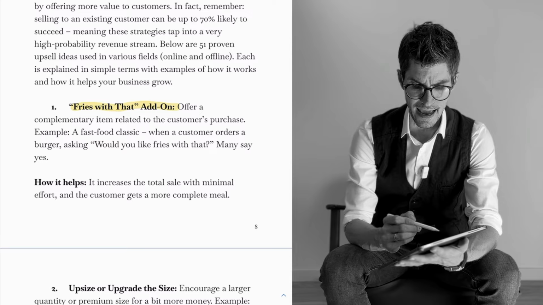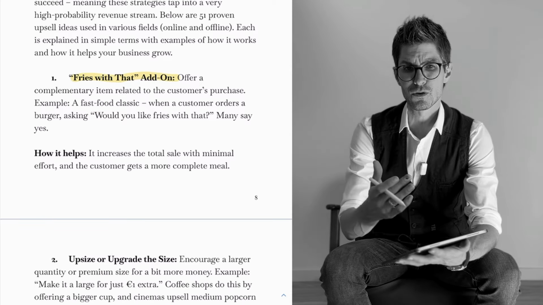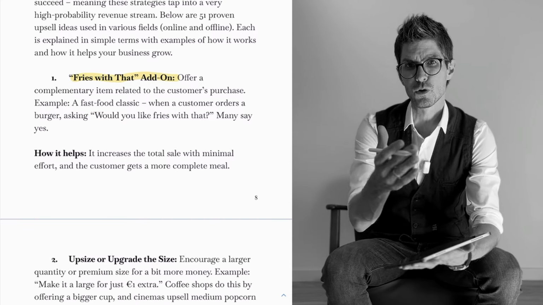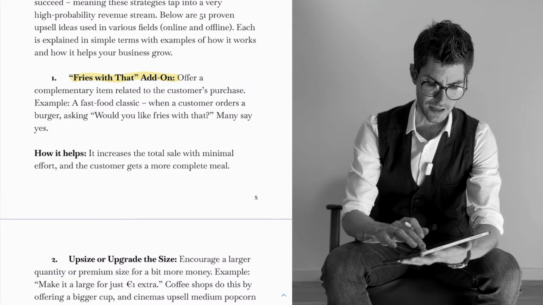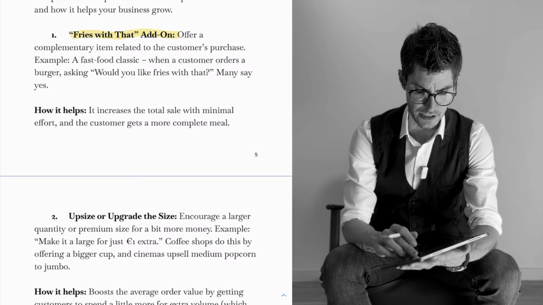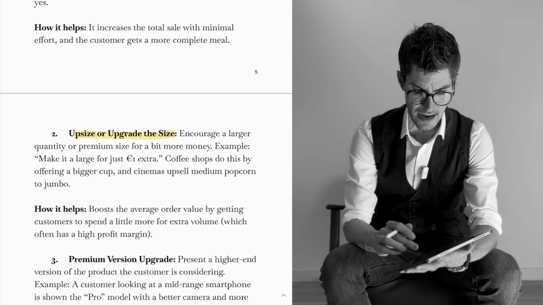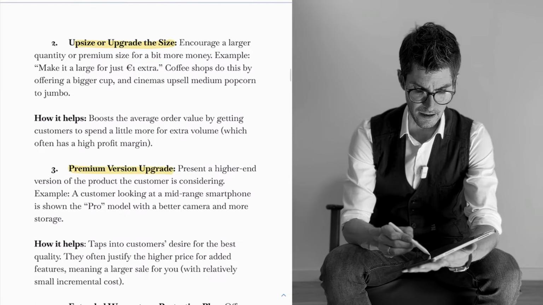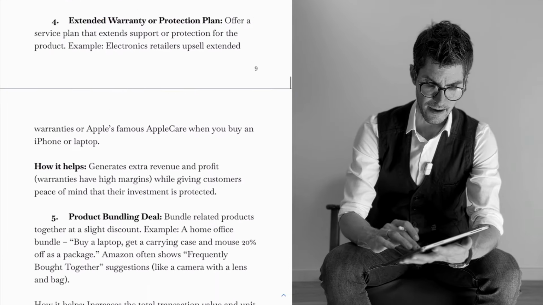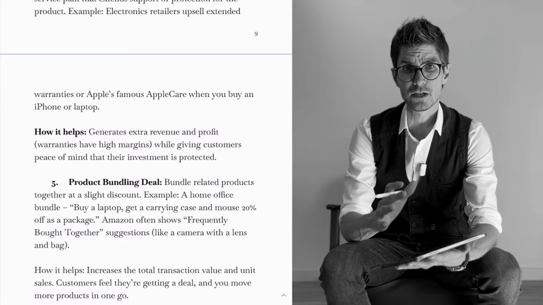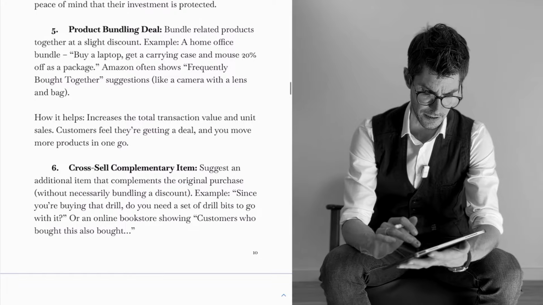This is the fries with that add-on. First example: you order a hamburger at a fast food restaurant, do you want fries with that? That's an easy question. And then I explain how this helps. So there's always the strategy plus how this helps, from all kinds of different industries, so it will really benefit you as well.